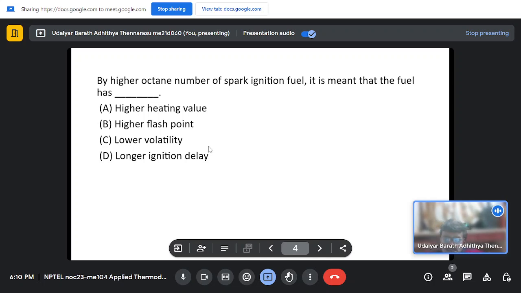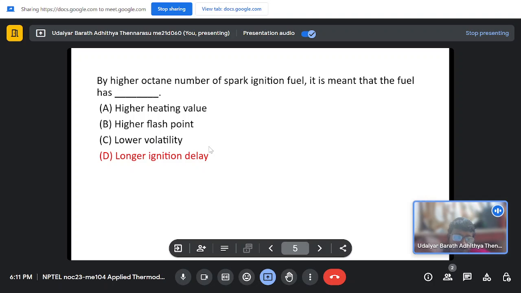So the answer is D, longer ignition delay. This generally means that this will avoid knocking. At lower temperature, your ignition delay, the time for the flame to propagate and for combustion to happen, is very large when your octane numbers are high.